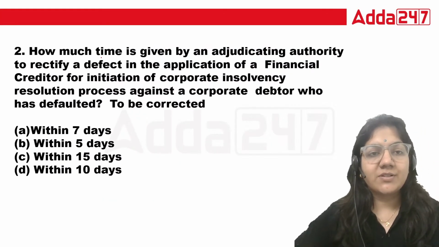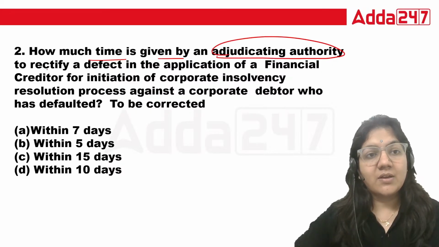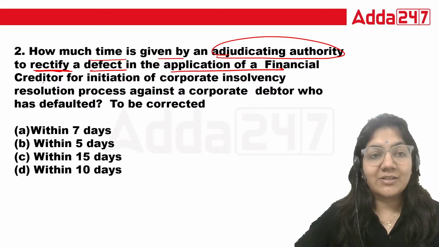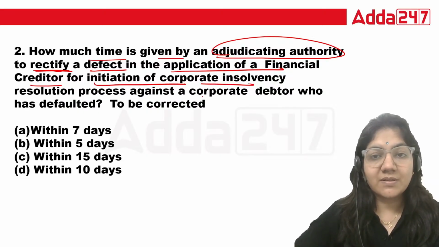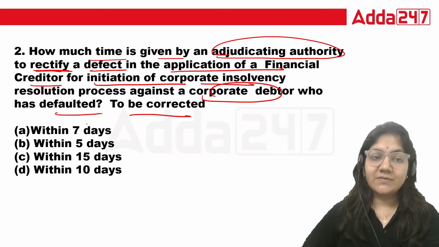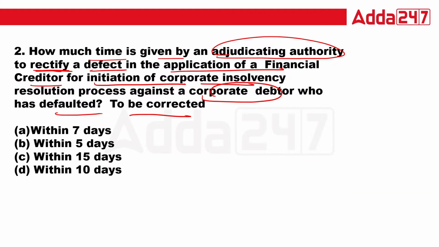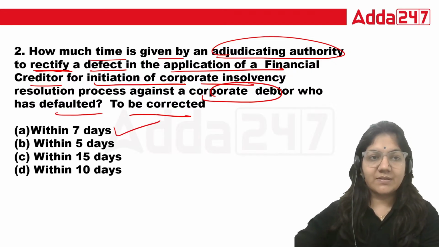Now, how much time is given by the adjudicating authority to rectify a defect in the application of a financial creditor for initiation of the CIRP against a corporate debtor who has defaulted? 7 days, 5 days, 15 days, 10 days. That is for correction, rectification. So class, the exact answer is 7 days.